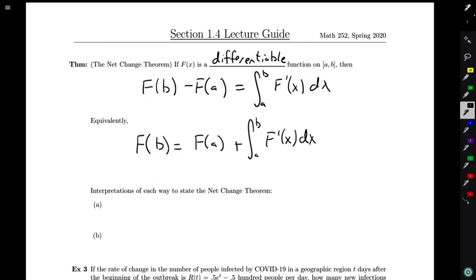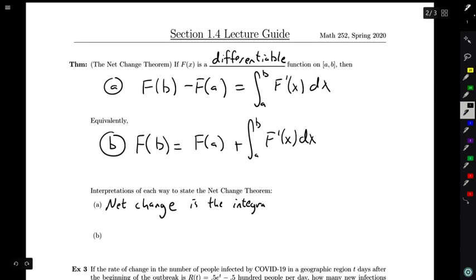There's a question of why we stated it both ways, and it's because each way has a different interpretation. So A and B: the interpretation of A here is that the net change in a quantity, which is what this f of b minus f of a represents, is the integral of the rate of change.